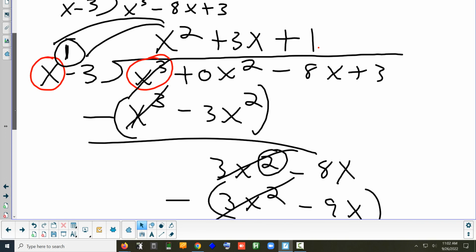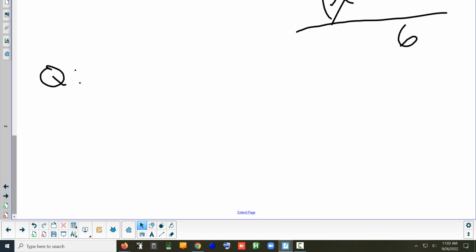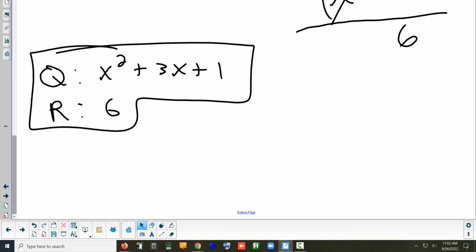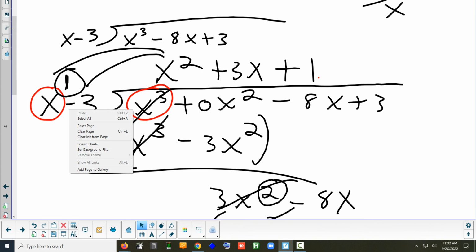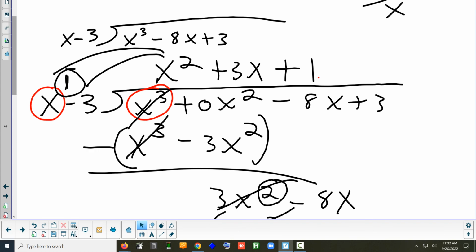The quotient is x squared plus 3x plus 1. And the remainder is 6. What does that mean about x minus 3? Because when I divided it into this polynomial, I didn't get a remainder of 0. X minus 3 is not a factor. If you were trying to factor this cubic, x minus 3 is not one. You can't just spend all day guessing. Let's try x minus 2. Let's try x plus 5, x plus 6, x plus 10, x plus 9. You don't want to just keep guessing. There's a way to figure out what it is.